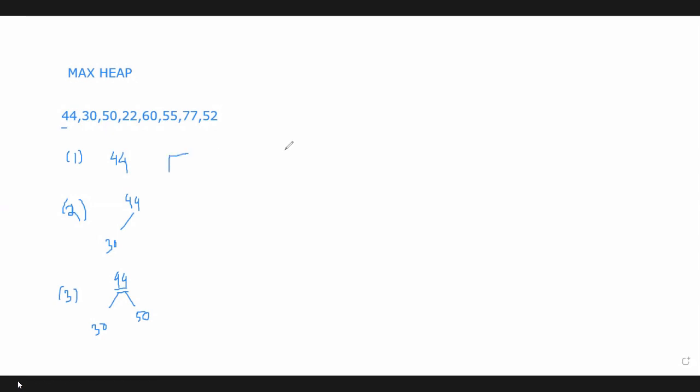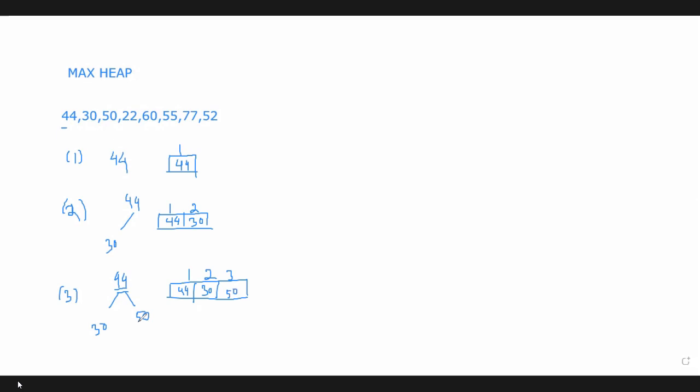Suppose this is our array. Initially the array is empty. After inserting the node 44 in the first location 1, the representation of the array will be like this. The first node is 44, and then we can insert the second node in the next memory location, that is 30. Okay, so now the next node is 50. After inserting that node in the tree as well as in the array, we insert it in this position: 44, 30, and 50.